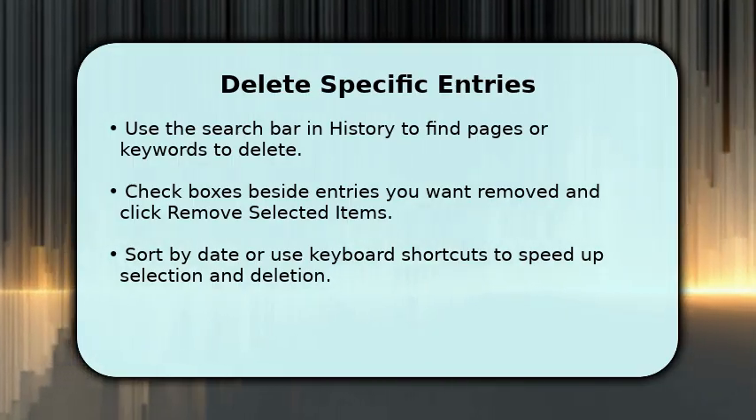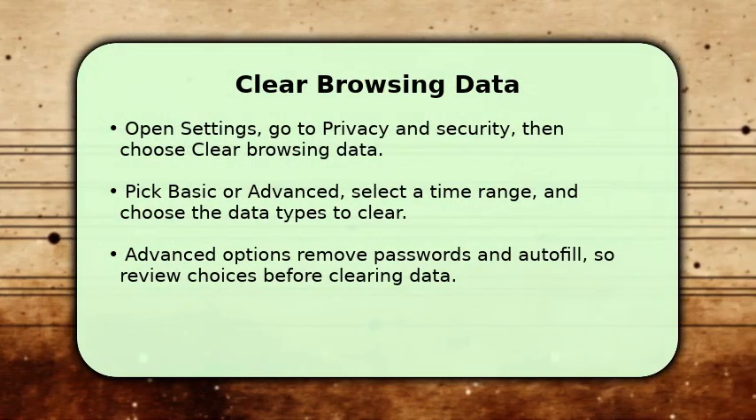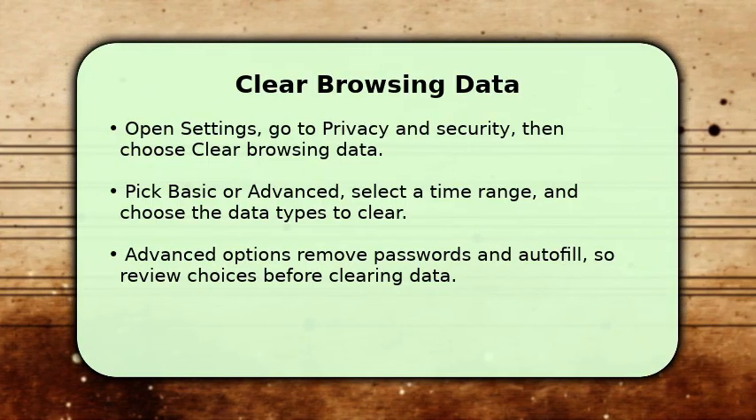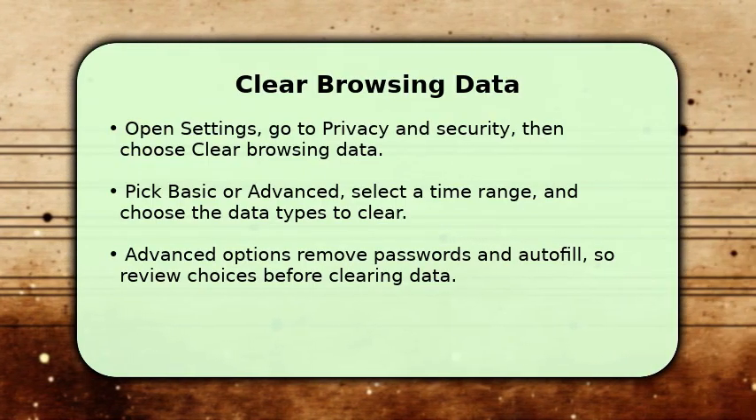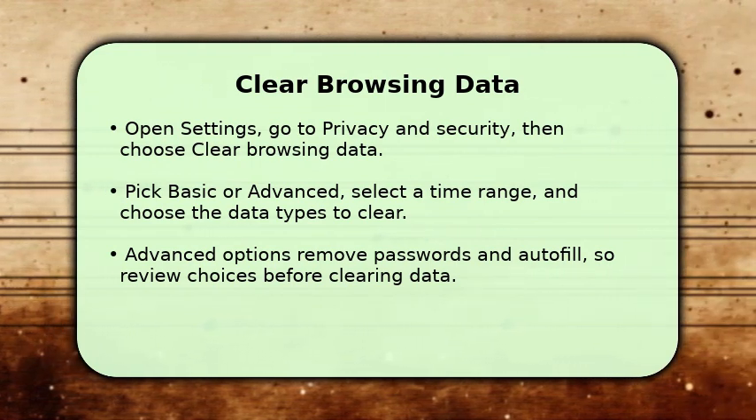I'll walk through each step so it's easy to follow. To clear browsing data, open Settings, Privacy and Security, Clear Browsing Data. Choose Basic or Advanced, pick a time range, and select data types like browsing history, cookies, and cached images.